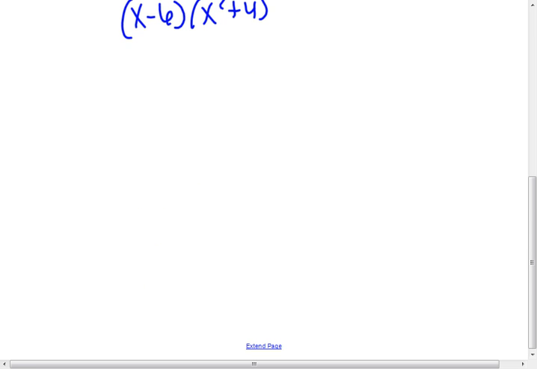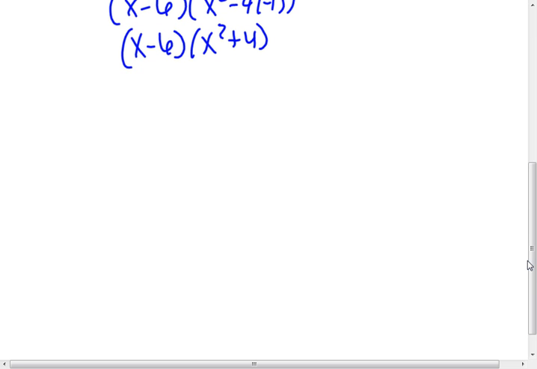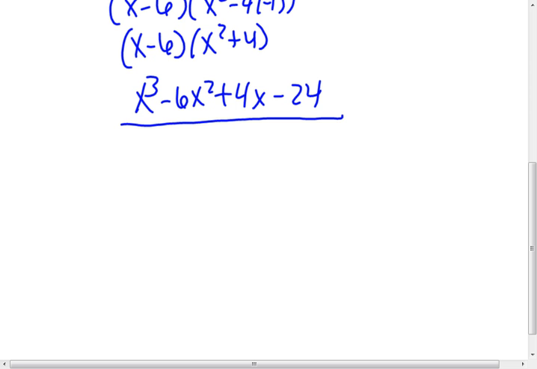So now we multiply these two together. x cubed minus 6x squared plus 4x minus 24. So that is the polynomial of least degree.